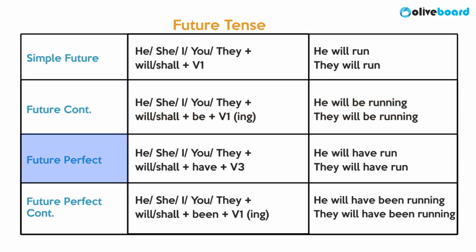In the future perfect tense, the noun or the pronoun form, whether singular or plural, is followed by either will or shall, followed by have, and then followed by the third form of verb.